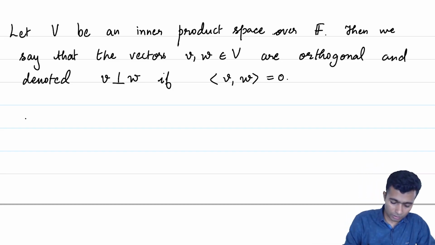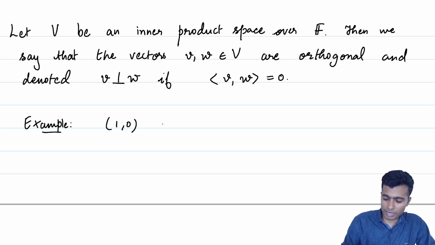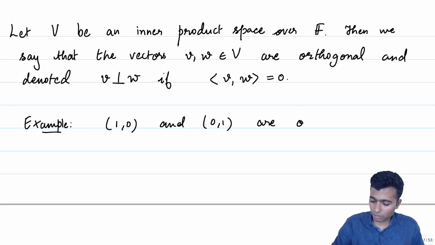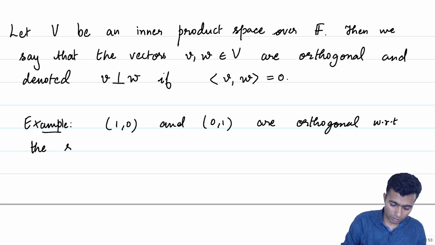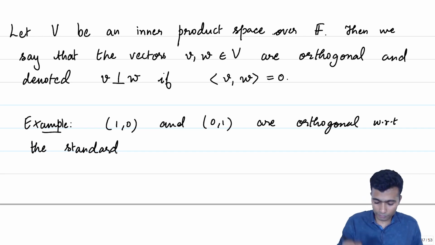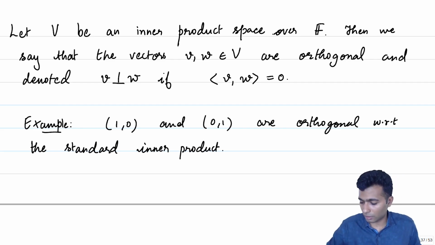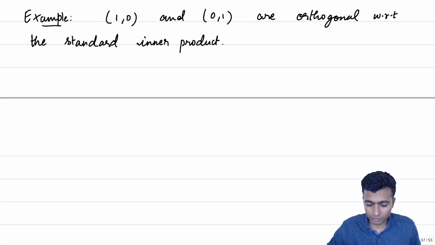So for example, if you look at (1, 0) and (0, 1), they are orthogonal with respect to the standard inner product. In fact, they are orthogonal even with respect to the non-standard inner product which we had defined earlier, which was 2 times the standard inner product. Even with respect to that, these are orthogonal vectors.